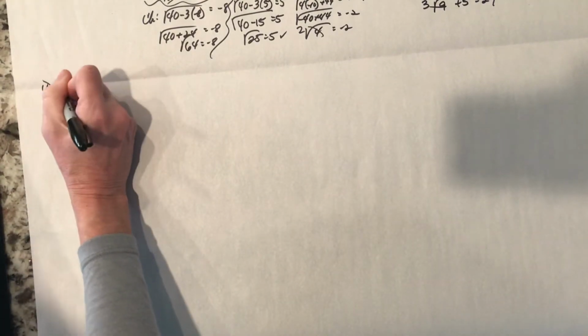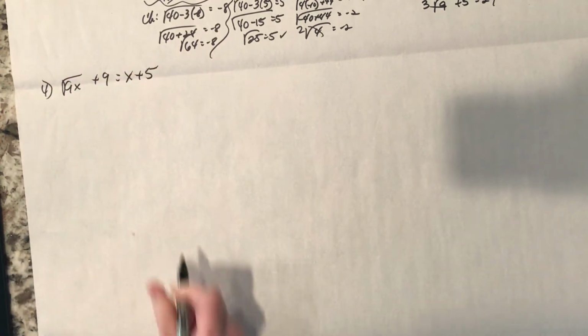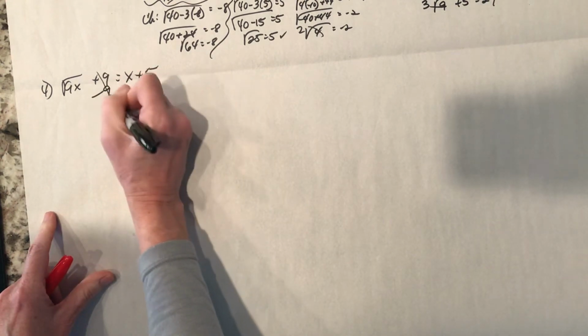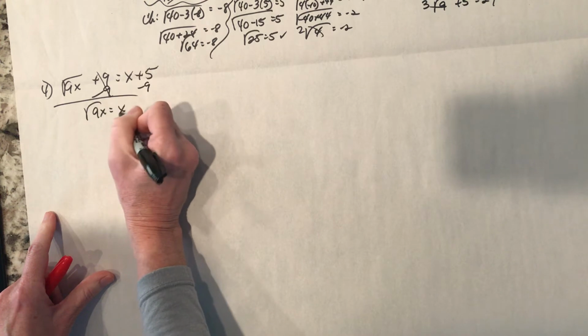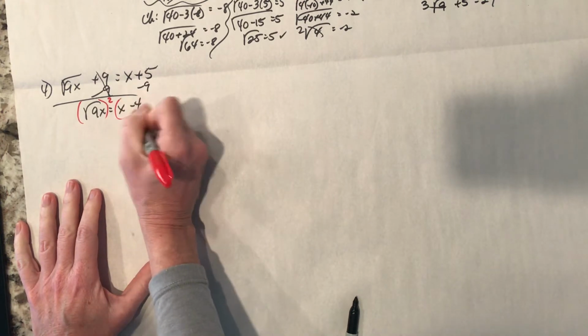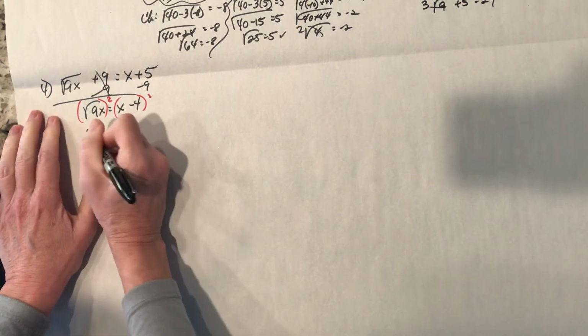Okay, let's look at number 4. Here's the radical. It needs to be by itself. So let's move that 9 to the other side. And now we're very similar to the previous couple of problems. We've got a radical isolated on the left-hand side, so square that. If you square one side, you've got to square both sides. Squaring and unsquaring cancel each other out, so we get 9x on the left.